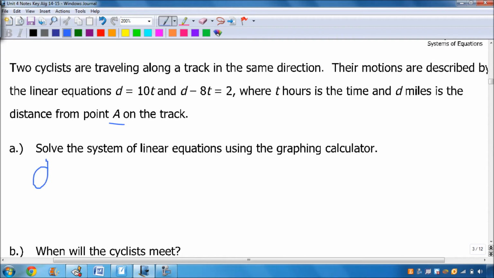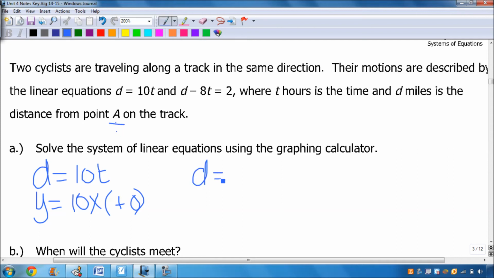I need to point out a couple things to you first. d equals 10t basically just means y equals 10x. And remember, d is the distance, t is the time. So the person represented by the first equation is going at a speed of 10 miles per hour, and their starting amount is 0. You know how there's an invisible plus 0 over here? Because their starting amount is 0, it means that they started right at point A, okay?